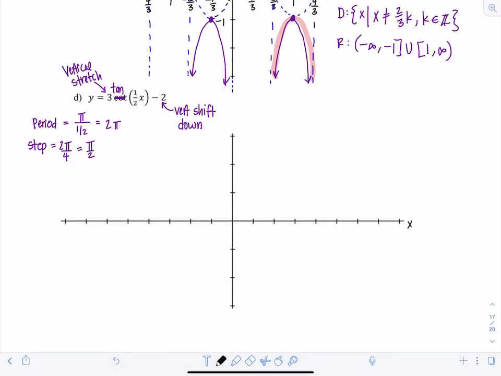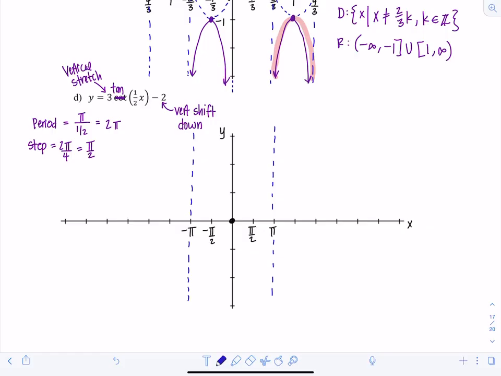Let's label our axes. Here's x, here's y. The step is pi over 2. So I'll call this pi over 2. This is pi. And then negative pi over 2, negative pi. And remember, for tangent, typically it goes through the origin, right? And then the asymptotes are split evenly on either side. But we have a vertical stretch by 3 and the graph is shifted down 2 units.